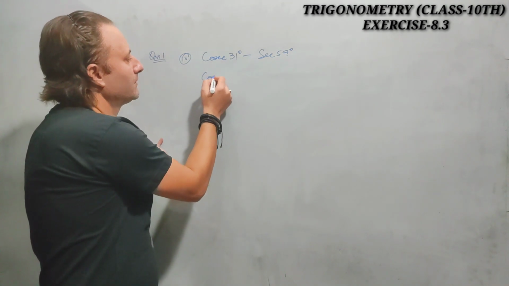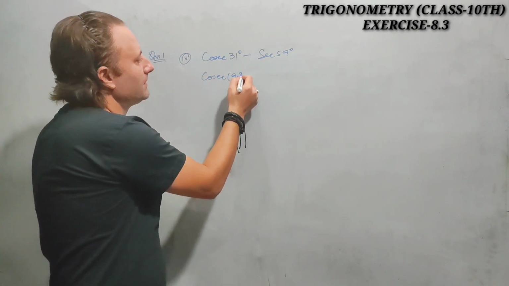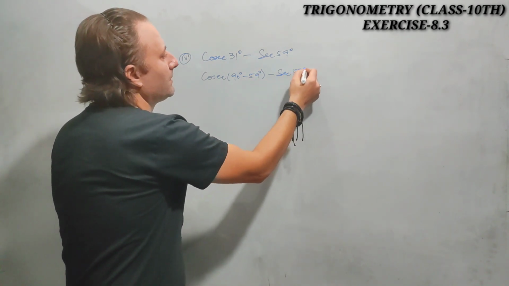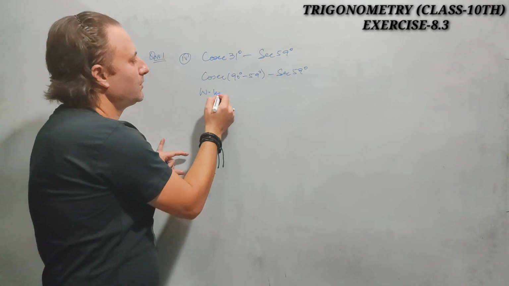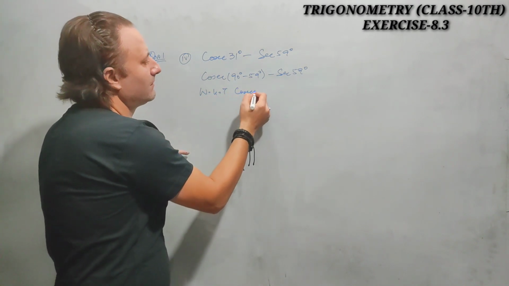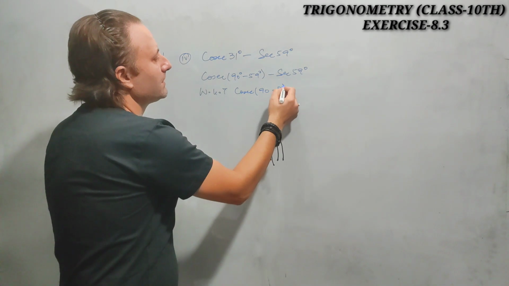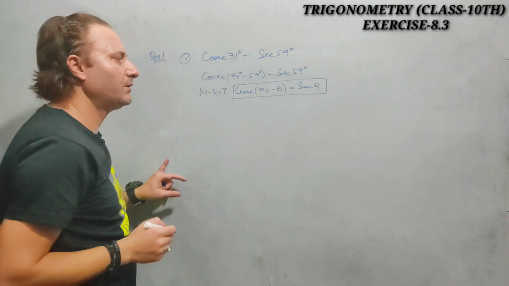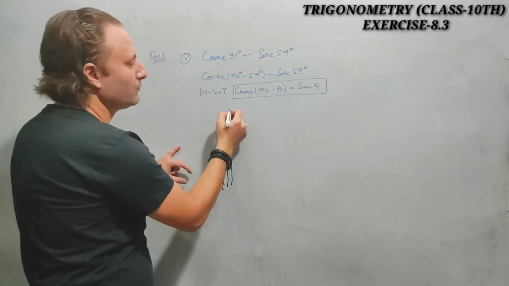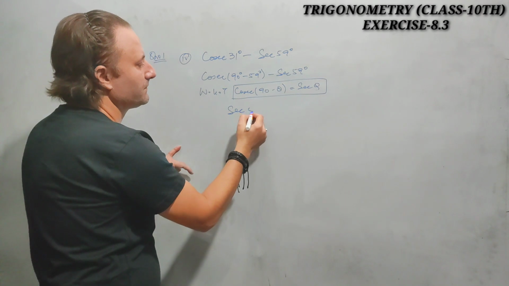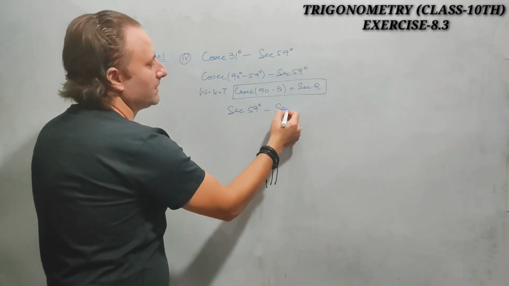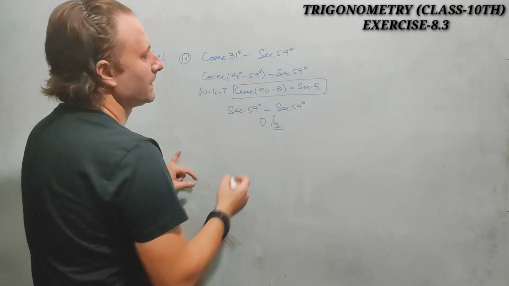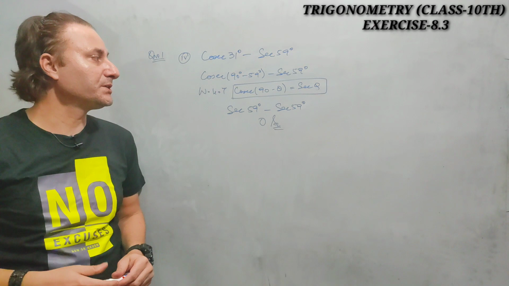I will write cosec (90 degrees minus 59) minus sec 59 degrees. We know that cosec(90 minus theta) is sec theta. Now cosec(90 minus theta) will become sec theta, with theta as 59 degrees. Then we have sec 59 degrees minus sec 59 degrees, which is 0. Is that clear? So this finishes question number 1.